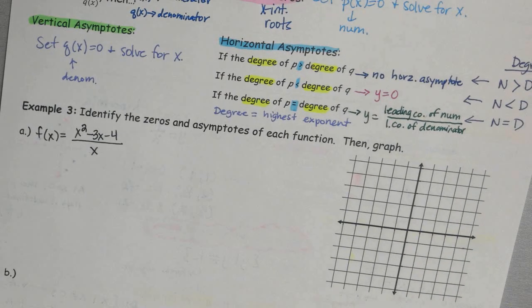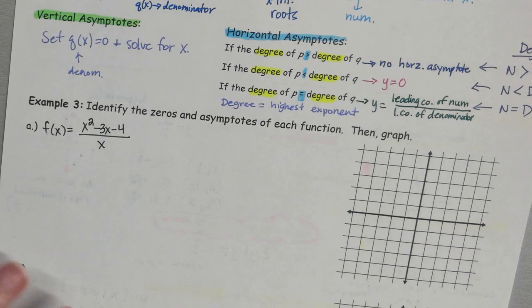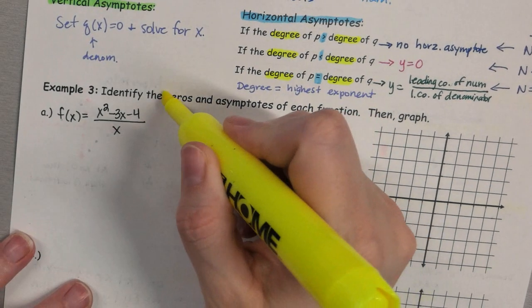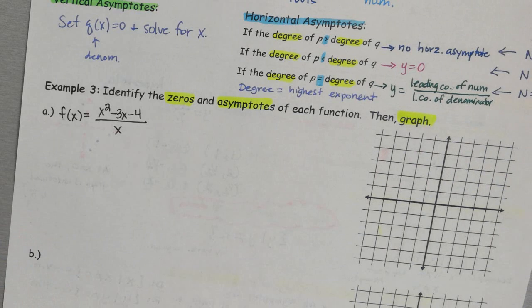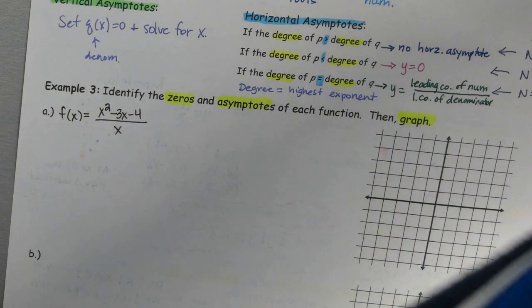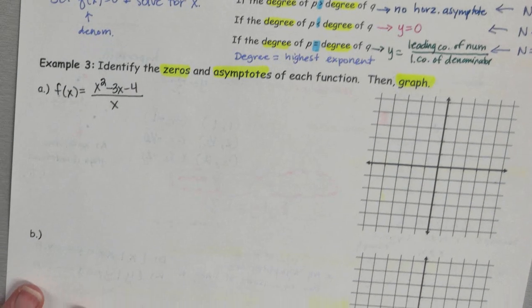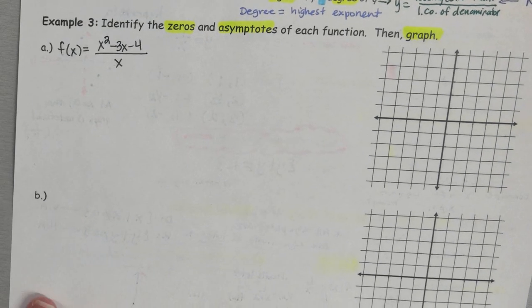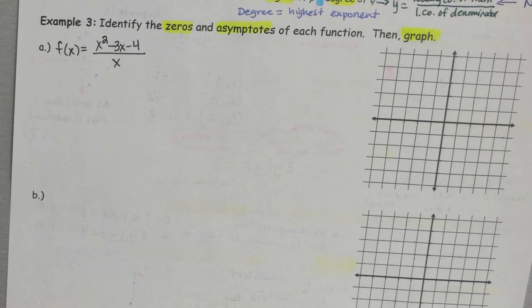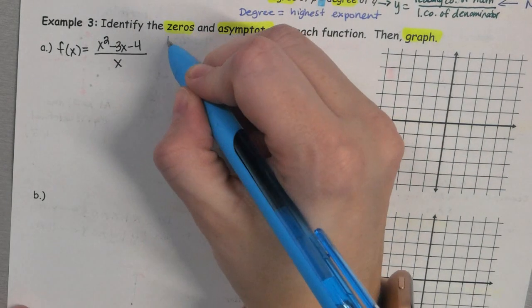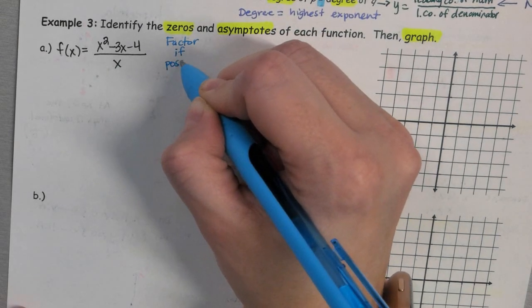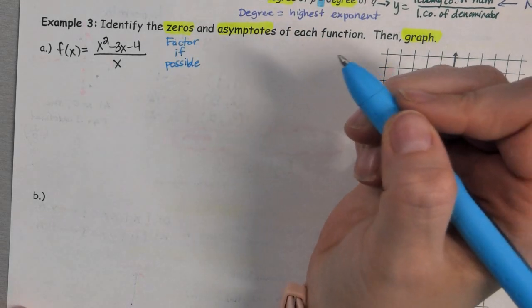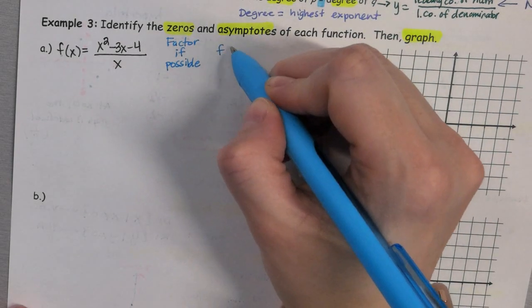Okay, so we are going to identify the zeros and the asymptotes of each function. Then we are going to graph the function. So looking at this first rational function we have, do you guys have any guesses on what we're going to do first? Yeah, that's right. We're going to factor if we can. So you always want to factor if possible. This is going to make the other steps easier. Okay, so we can factor this.